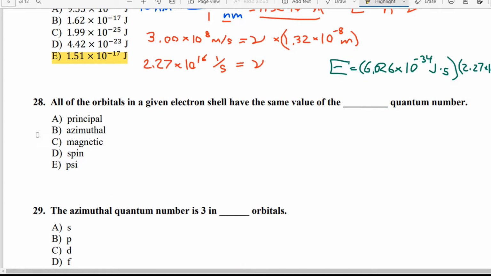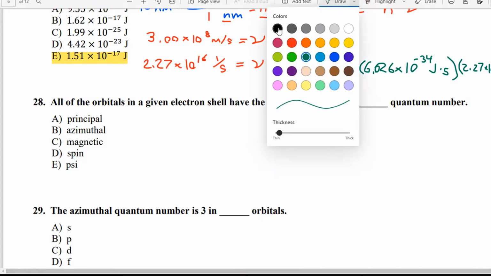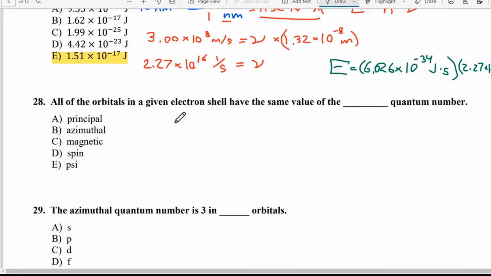Quantum numbers. So there's 4 quantum numbers, remember? They're kind of like an address for an electron, okay? So there's the principal quantum number. There's the angular momentum quantum number, or azimuthal quantum number. There's the magnetic quantum number. And then there's the spin quantum number.